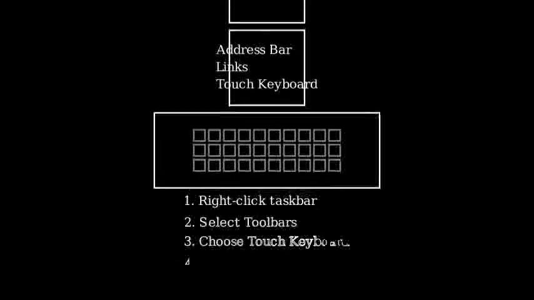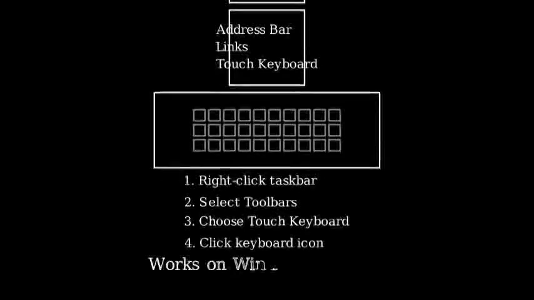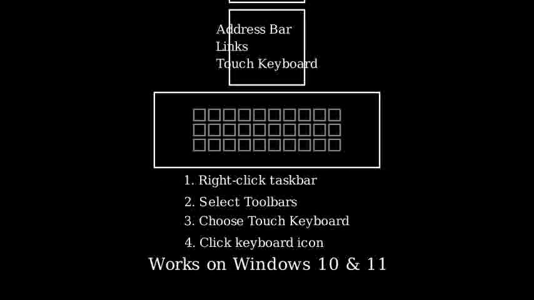And that's it. To summarize, right-click the taskbar, go to Toolbars, select Touch Keyboard, and click the keyboard icon that appears. This works in both Windows 10 and Windows 11. Remember, this is especially useful for touchscreen devices or when your physical keyboard isn't working properly.